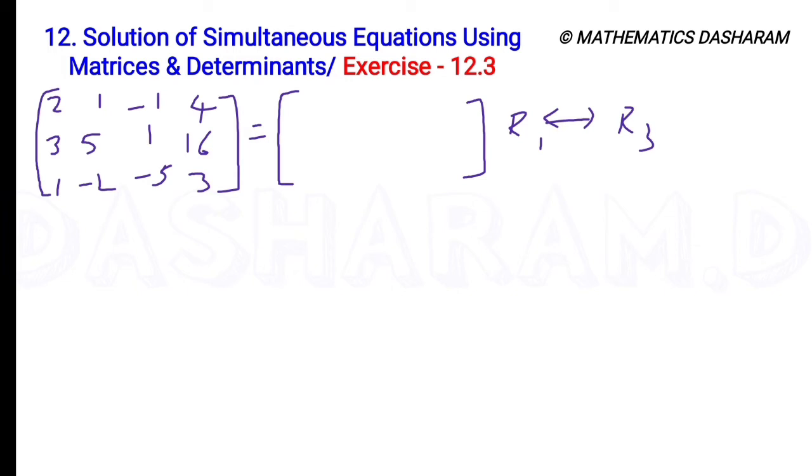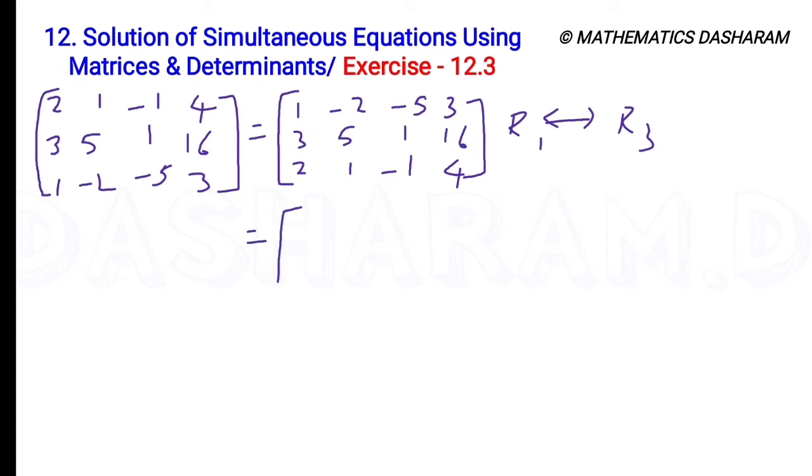So here R3 will come as 1, minus 2, minus 5, 3. Next, the second row will come as it is: 3, 5, 1, 16. Next, the third row means the first row, so that is 2, 1, minus 1, 4. Next step, we need 0 at this place.